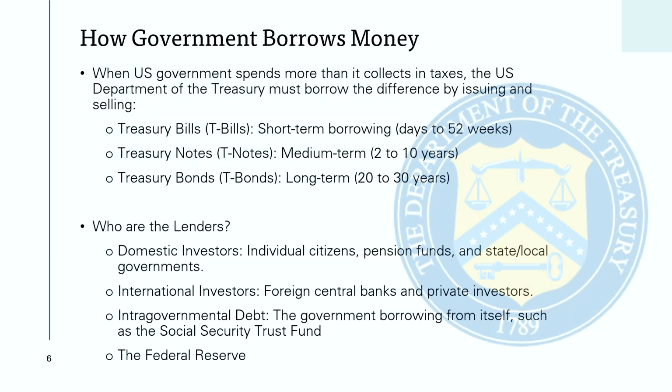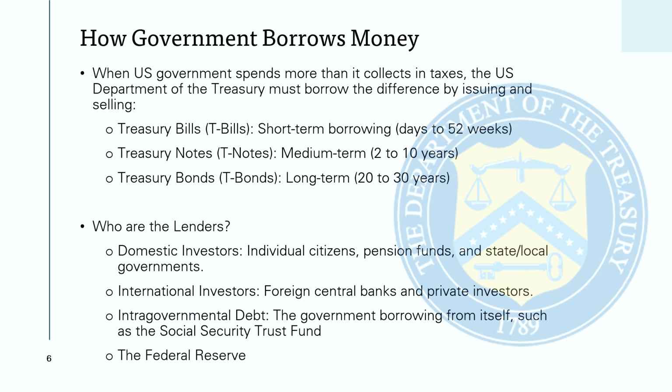When the US Treasury needs to cover the gap between spending and taxes, it must sell securities to borrow the difference. These come in three main securities, based on their length. Treasury bills or T-bills are for short-term borrowing, ranging from a few days to 52 weeks. Treasury notes or T-notes are for medium term, lasting 2 years to 10 years. Treasury bonds or T-bonds are for long-term borrowing, spanning 20 to 30 years.